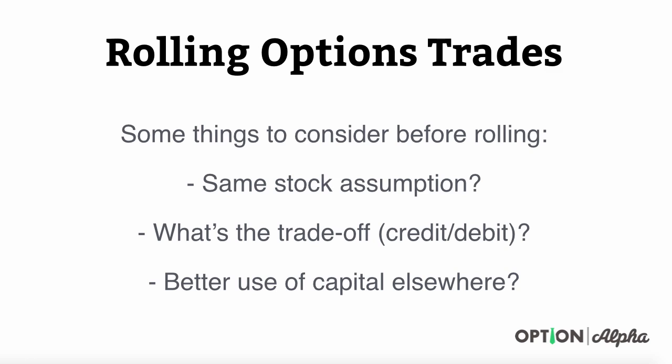And then the third thing that we always want to ask with rolling contracts is, is there a better use of our capital elsewhere? And this really comes down to an overall understanding of your portfolio. And really, is this the best trading opportunity that there is? Because we've been in situations sometimes where we can roll for a credit and we've still got the same stock assumption. So 1 and 2 are fine. We can roll for a credit, still think that we're bullish or bearish on the stock, but we need to use that capital on a better trade. There's just something that's better out there.